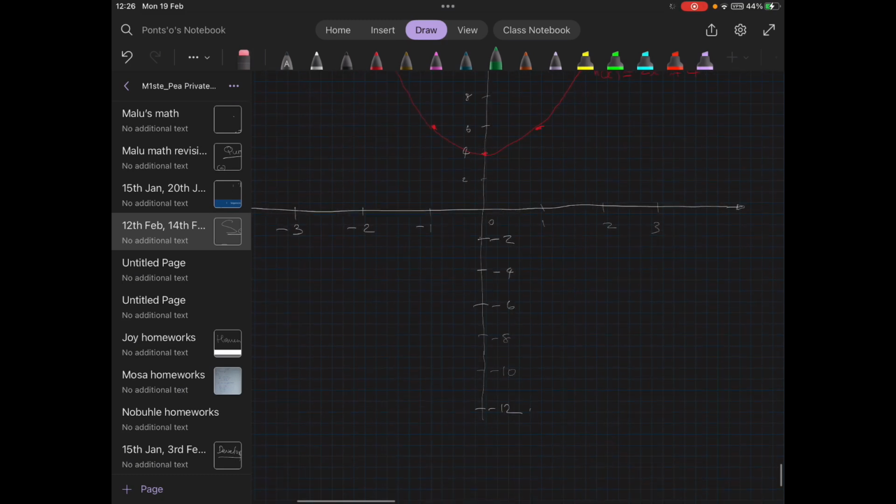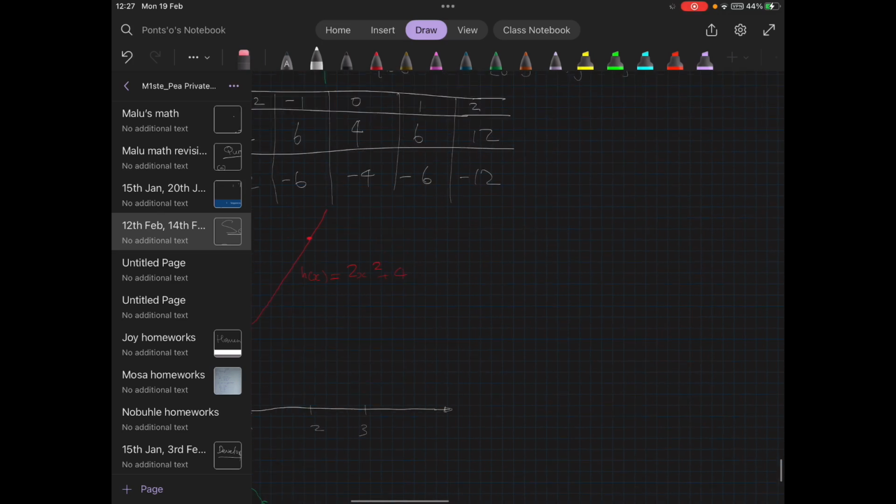Alright. I guess this one is the inverse of that. So this one is an inverse. Ish, I tried, but it's got little curves on its own. Yeah. L of x is negative 2x squared minus 4.